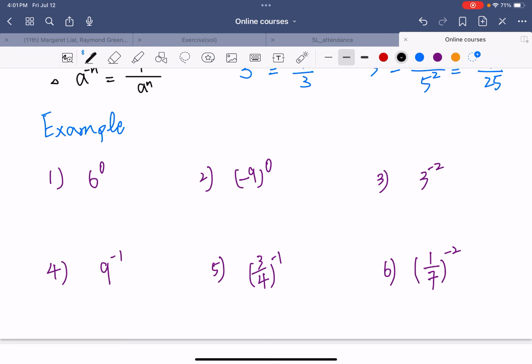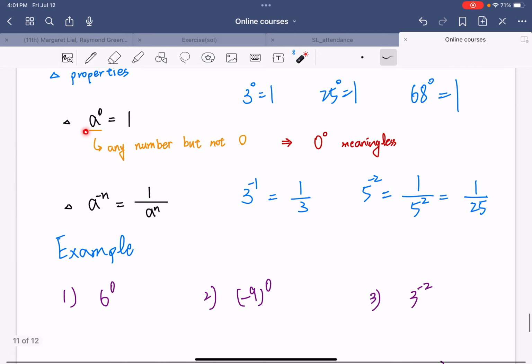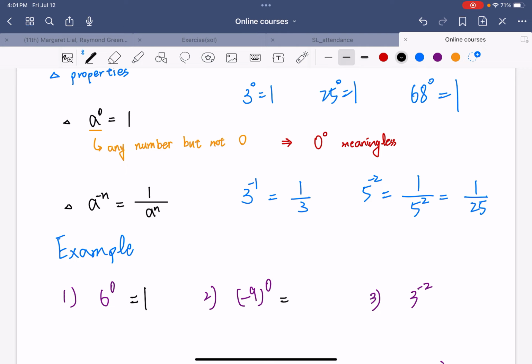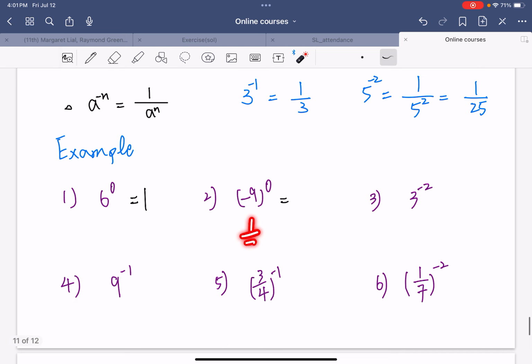So first we have 6 with power of 0. As we saw above, any number but not 0 with power of 0 becomes 1. So that's easy, just write 1. And the second is the same. Although the base here is a negative number, it's the same. If you have a rational number here, like 1/3 with power of 0, you still get 1.